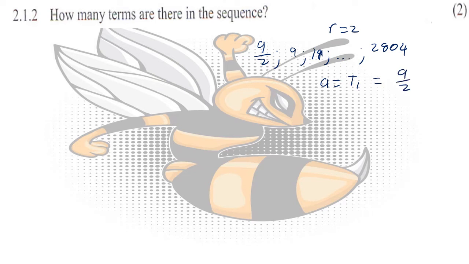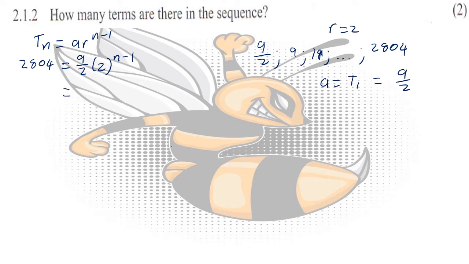Now, to determine the number of terms in the sequence, we are going to use the Tn equals A times R to the power of n minus 1 formula, because we know the term value and now we want the term position. We want the value of n. So it's going to be 2304 is equal to 9/2 times 2 to the power of n minus 1. We simply substitute in all the values we have.